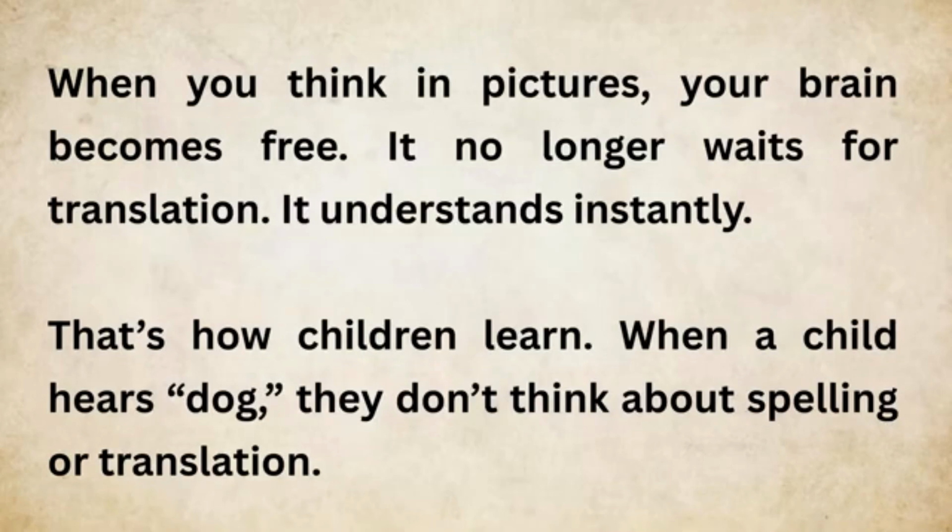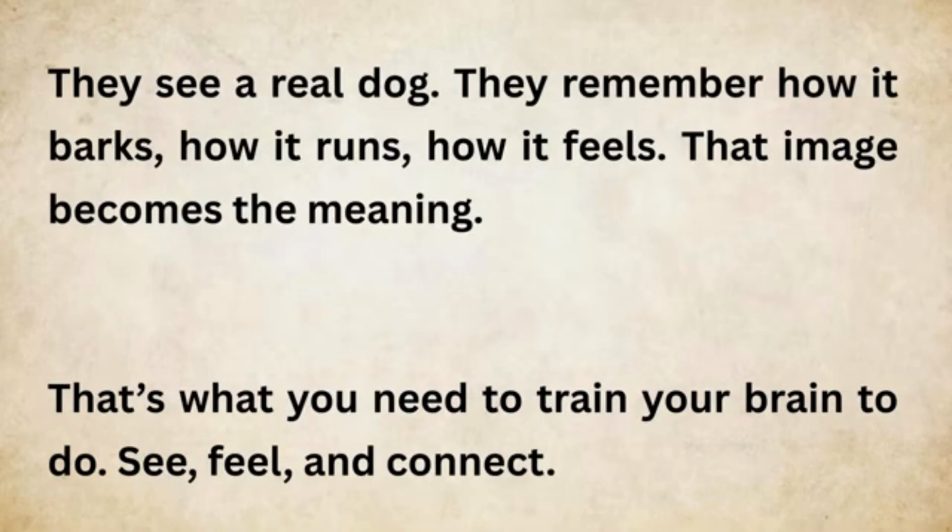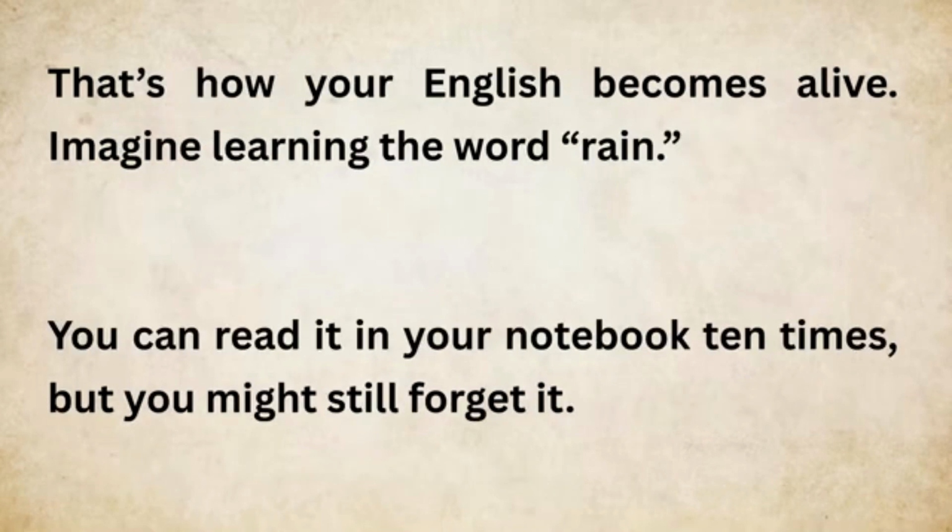That's how children learn. When a child hears dog, they don't think about spelling or translation. They see a real dog. They remember how it barks, how it runs, how it feels. That image becomes the meaning. That's what you need to train your brain to do. See, feel, and connect. That's how your English becomes alive.